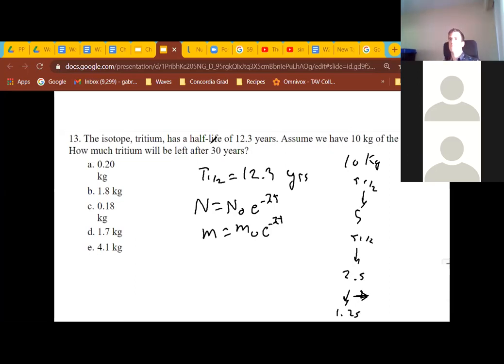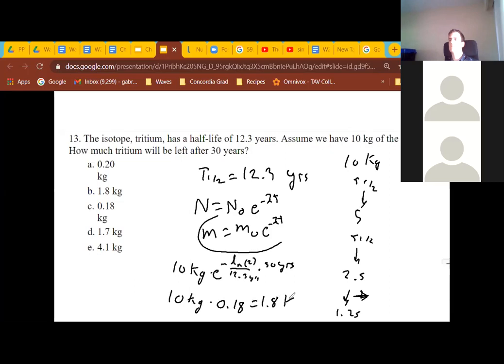There's 2 ways to go about this. You can use this formula here and find M, where M naught is 10 kilograms. You have 10 kilograms times e to the negative lambda t, where lambda is ln 2 divided by the half-life, so 12.3 years, and then times 30. What you should get then is something like 10 kilograms times 0.18 if you plug everything in. So you're left with 1.8 kilograms, which makes sense.